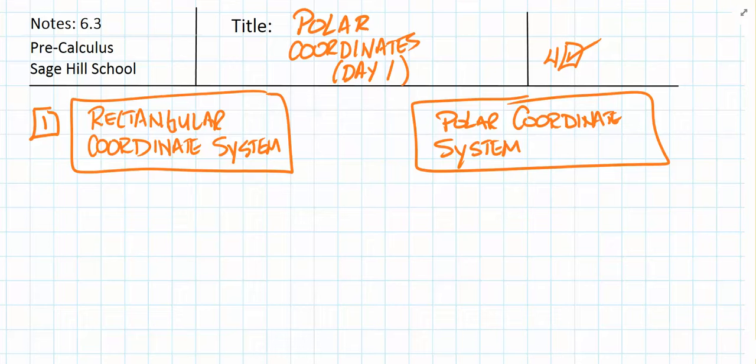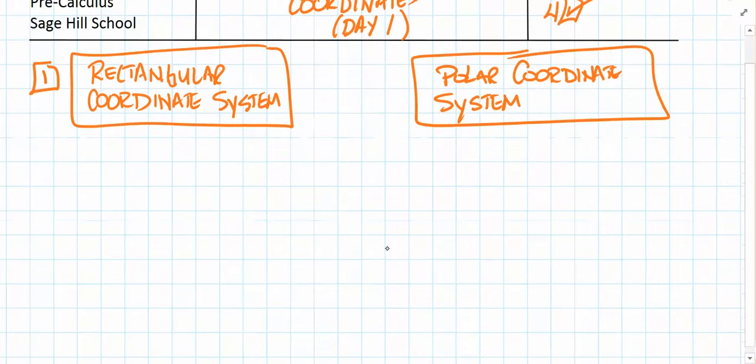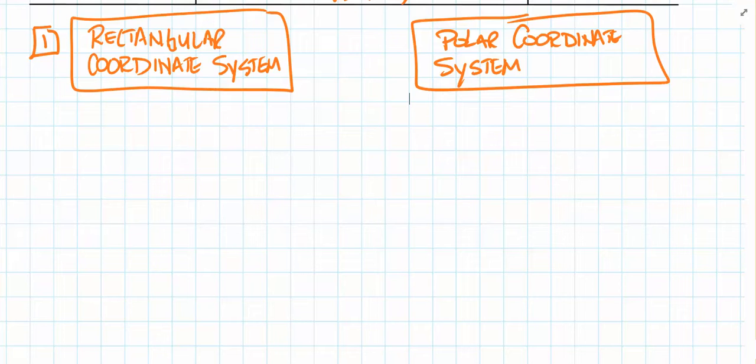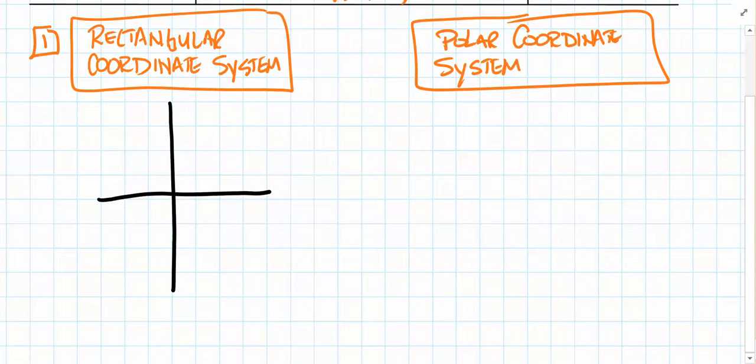Okay, I'm going to start off talking about polar coordinates by reviewing what we have done for the rectangular coordinate system. We should all be really good at understanding the rectangular coordinate system, right? It consists of two axes. What's this one called on here? The x-axis. What's this one over here? The y-axis. What's at the center? The origin, right?